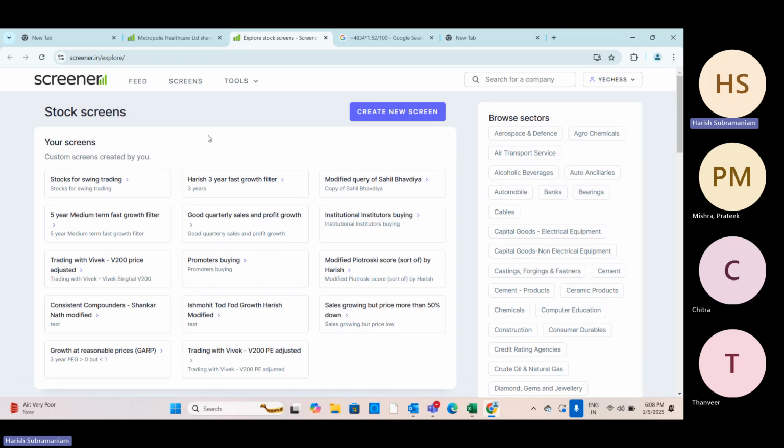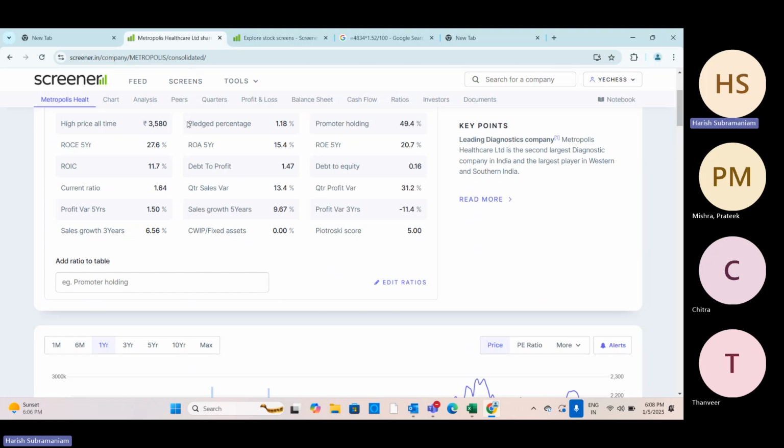And then the promoters are not able to repay because the business is not doing well, the share price crashes, and then they have to hand over all the shares to the bank. So that is usually a very dangerous thing. We need to be careful about this pledge percentage.